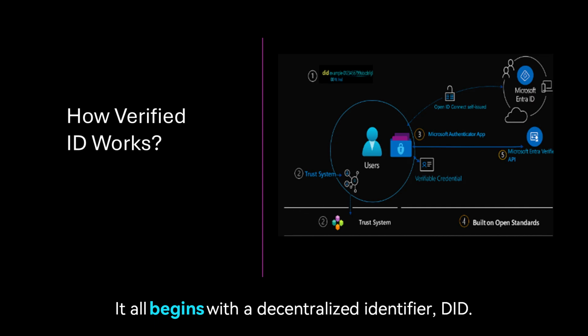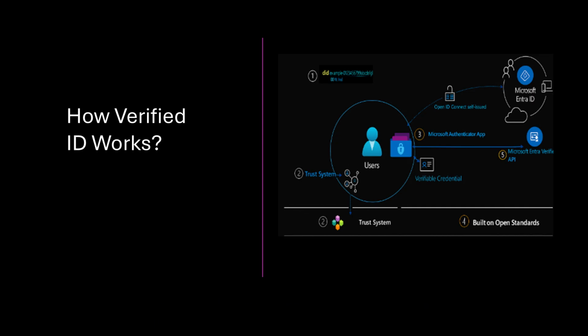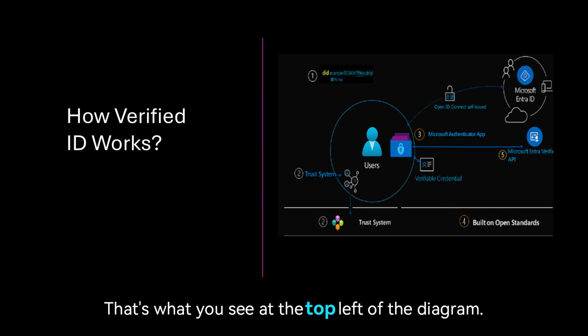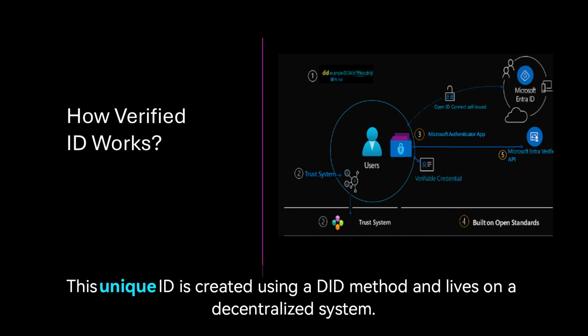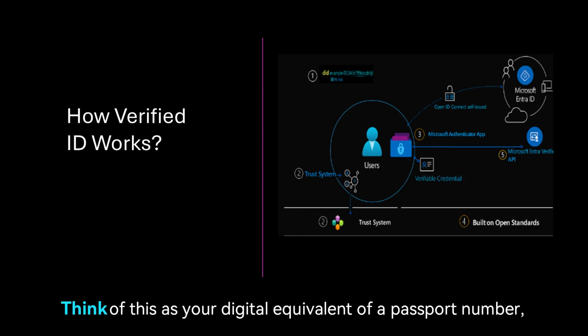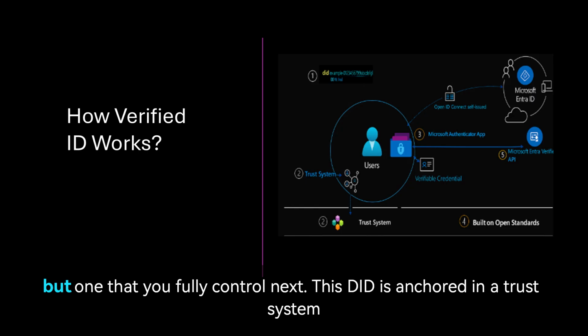It all begins with a decentralized identifier, DID. That's what you see at the top left of the diagram. This unique ID is created using a DID method and lives on a decentralized system. Think of this as your digital equivalent of a passport number, but one that you fully control.